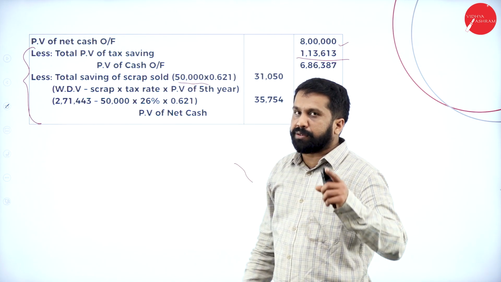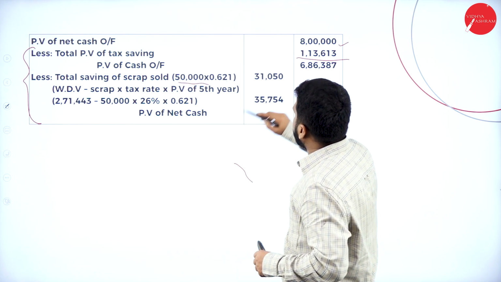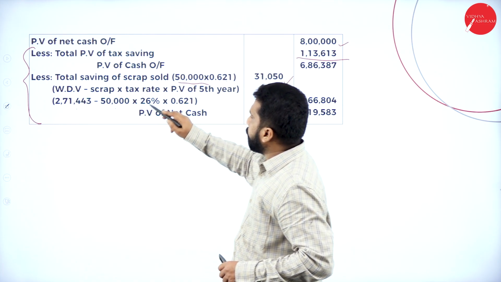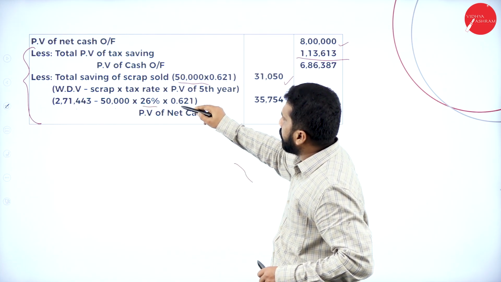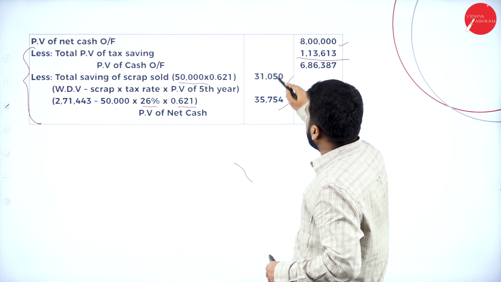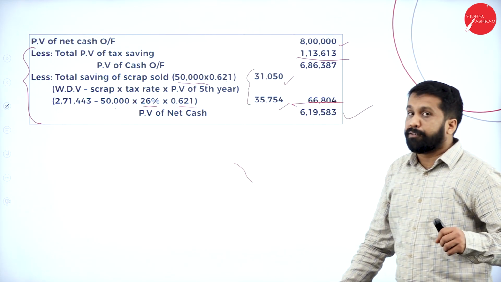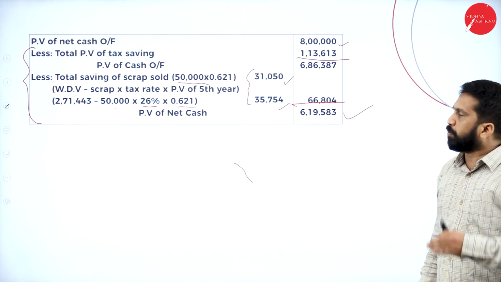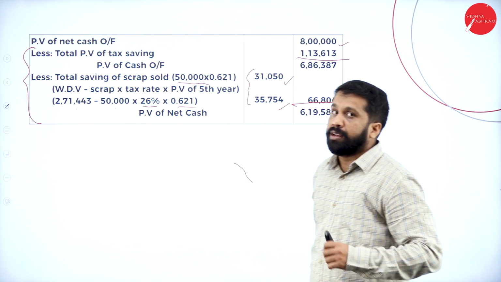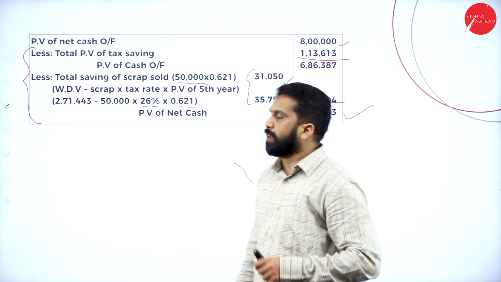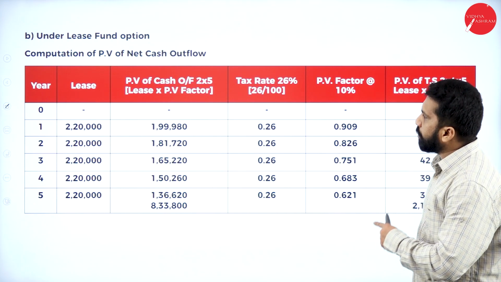Scrap is 50,000. What is the 5th year value? 0.621. Calculate the last one: WDV minus scrap value, the answer into percentage, the answer into PV factor. This one minus these two. Your answer is 6,19,583. In the last problem we did not do this. Why? Because the scrap value was not given directly. Hope you are clear. Yes. Own fund is done. Now come to lease fund.